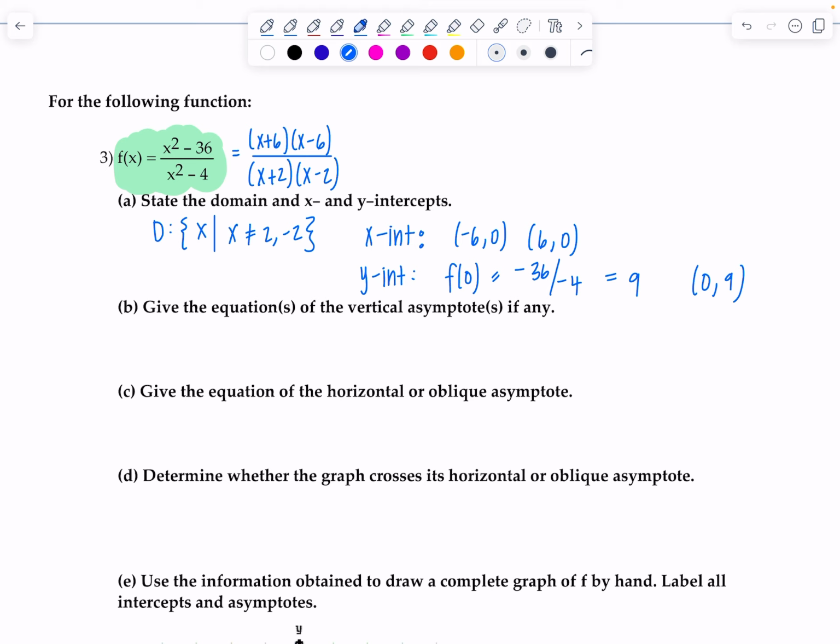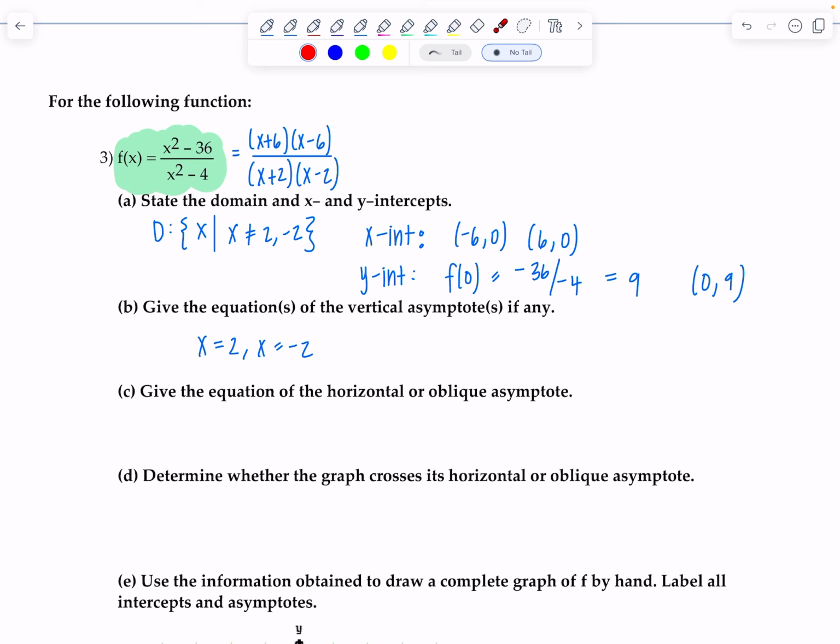Okay, good. Give the equations of the vertical asymptotes, if any. Well, we didn't have anything cancel, so that means we don't have any holes in the graph. All of the zeros from the denominator are going to be vertical asymptotes. So that's going to be at x equals 2 and x equals negative 2. So you can see, this is why I don't like writing x-intercepts as just x equals. You need to put them as ordered pairs so that you know these are points and these are vertical lines. These are asymptotes. You see the differentiation?